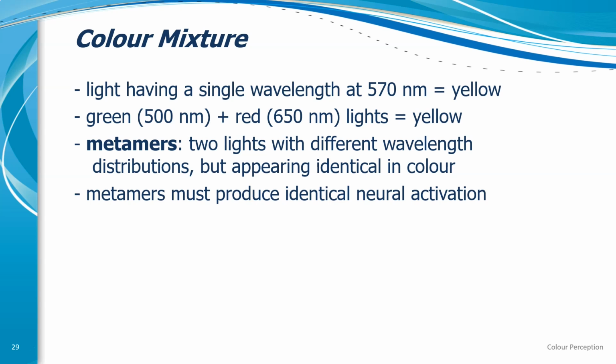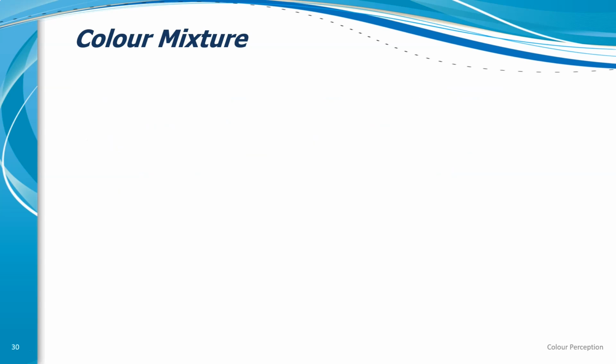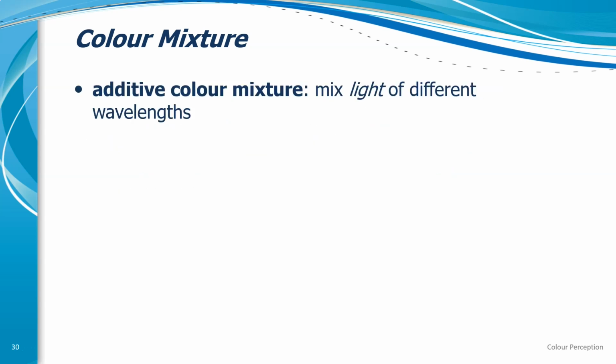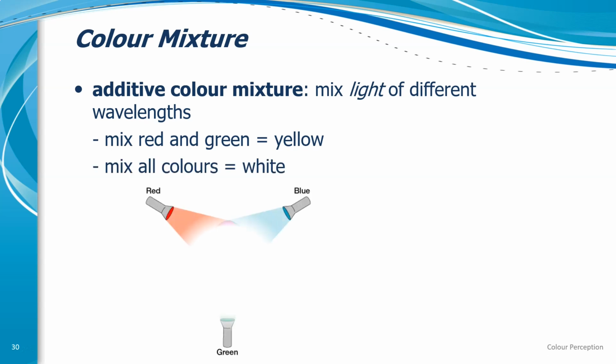Now, when it comes to mixing colors together, there's two ways of doing it. One way is additive color mixture, and I'll talk about this in terms of the metaphor of putting together light of different wavelengths. So, as I just talked about, if we mix together red plus green, that produces yellow. If we mix all the colors together, that produces white light. So it's kind of the opposite of what Newton did with the prism. If we take all the colors of the rainbow together and overlap them and shine them, it produces white light.